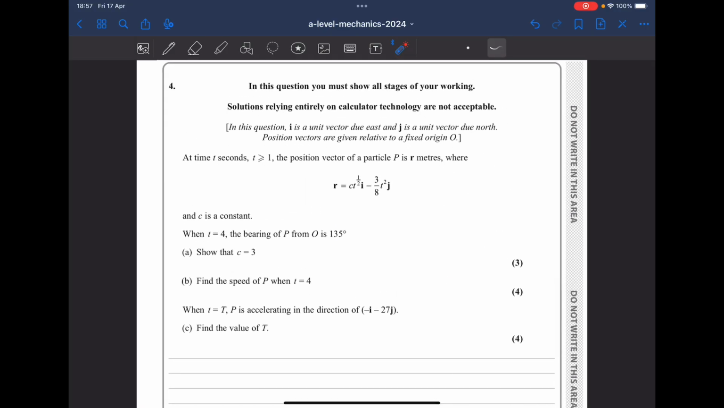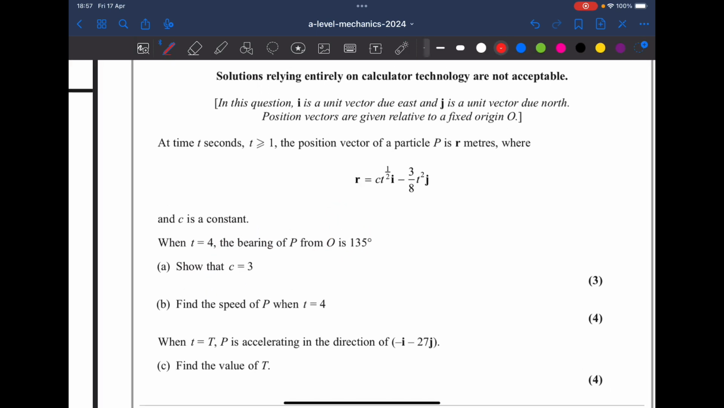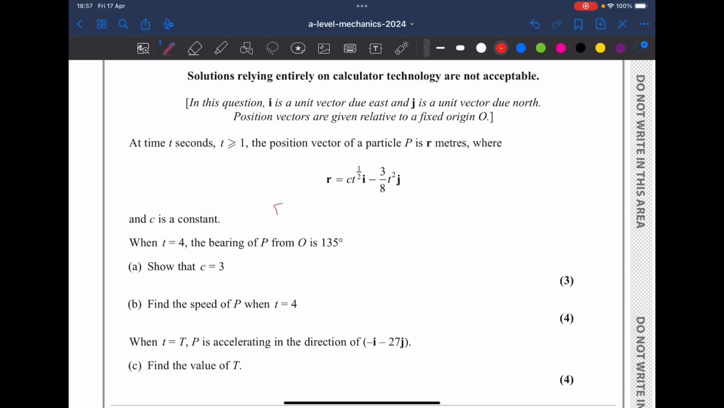Some variable acceleration stuff. So after time t seconds, the position is given by this thing. When t is 4, the bearing from the origin is 135. Show that C is equal to 3. So first things first, let's plug in the value of 4. Doing that, what are we going to get? So the square root of 4 is 2, so we'll have 2C. And then 4 squared is 16, 16 divided by 8 is 2. So we'll have a minus 6 down there.